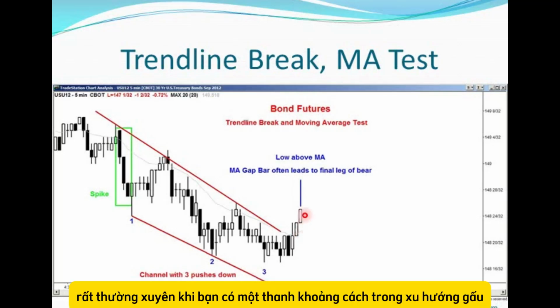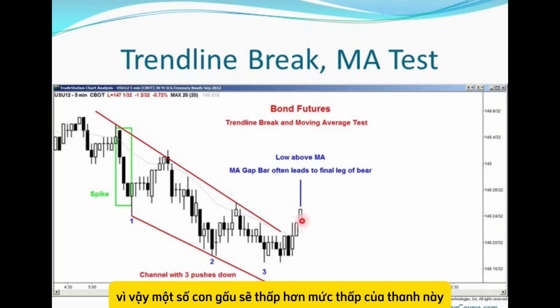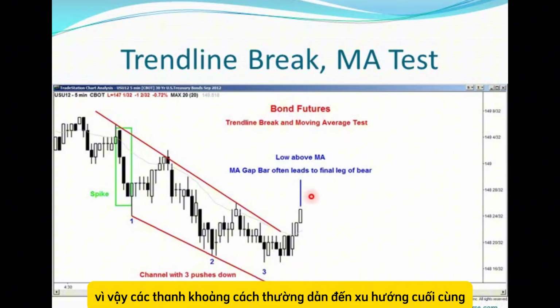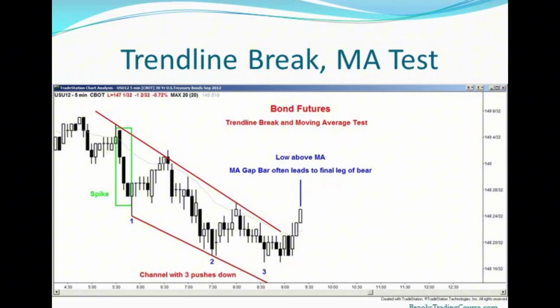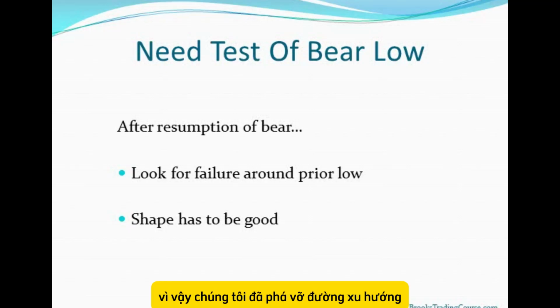Very often when you have a gap bar in a bear trend, it leads to the final leg of the bear trend. So some bears would short below the low of this bar, betting that the market would come down and test the bear low. So gap bars often lead to the final leg of trends. So we have the break of the trend line, the test of the moving average.